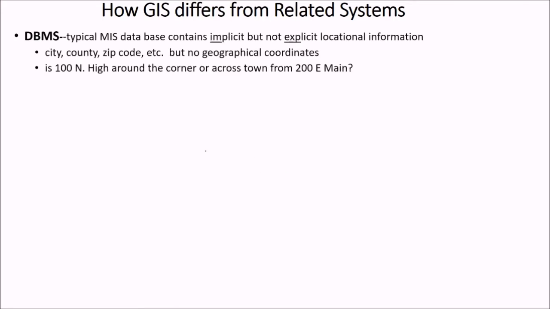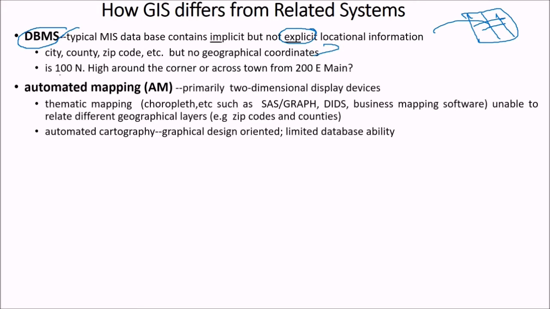So how does GIS differ from the related systems? First of all, it has DBMS, database management system. The typical management information system database contains implicit but not explicit location information. What a DBMS has, you can place values in the columns and you can retrieve it, like county, city, zip, county, but you don't have geographical coordinates. Okay, automated mapping.